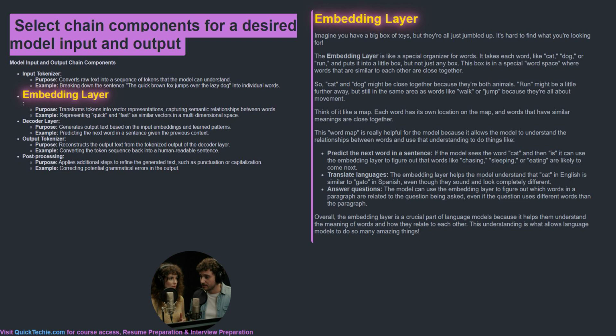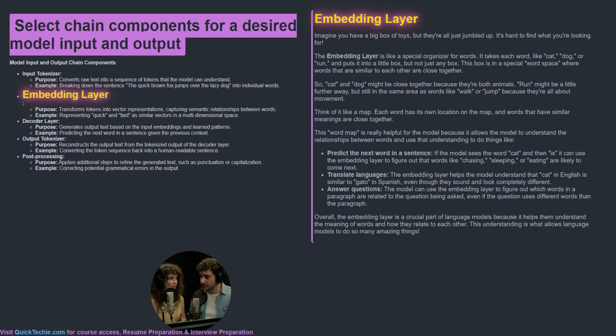they're all about movement. Think of it like a map. Each word has its own location on the map, and words that have similar meanings are close together. This word map is really helpful for the model because it allows the model to understand the relationships between words and use that understanding to do things like predict the next word in a sentence. If the model sees the word cat, it can use the embedding layer to figure out that words like chasing, sleeping, or eating are likely to come next.